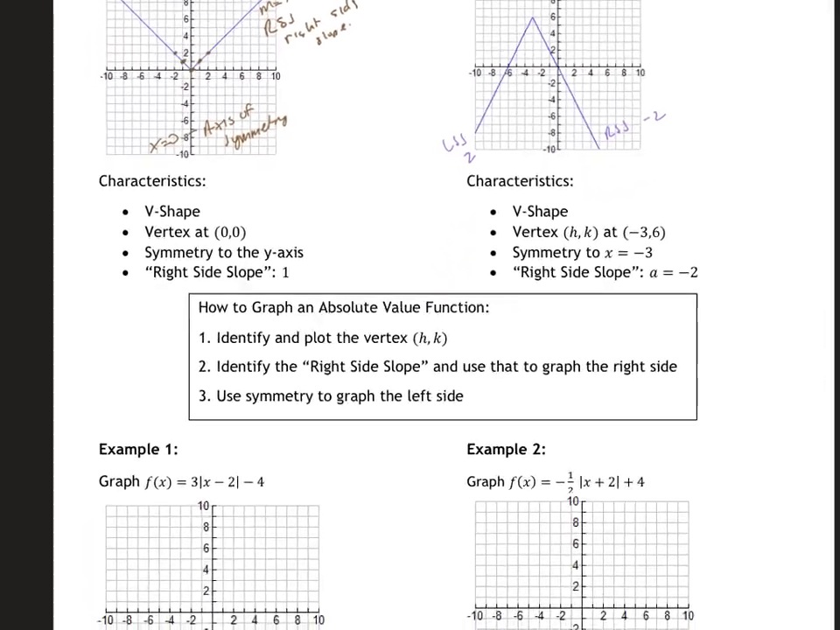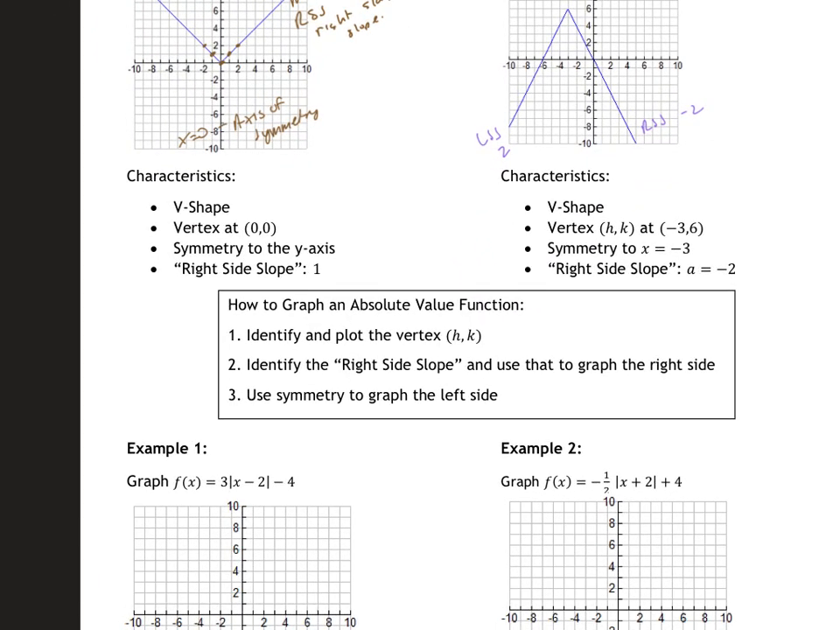All right, so characteristics: they're V-shaped. You have your vertex at your starting spot, or (h, k) if you have transformations. It's symmetric at the y-axis, or x is equal to 0, or symmetric at x is equal to -3. So your symmetry is always going to be the x value of your vertex, and then your different slopes.